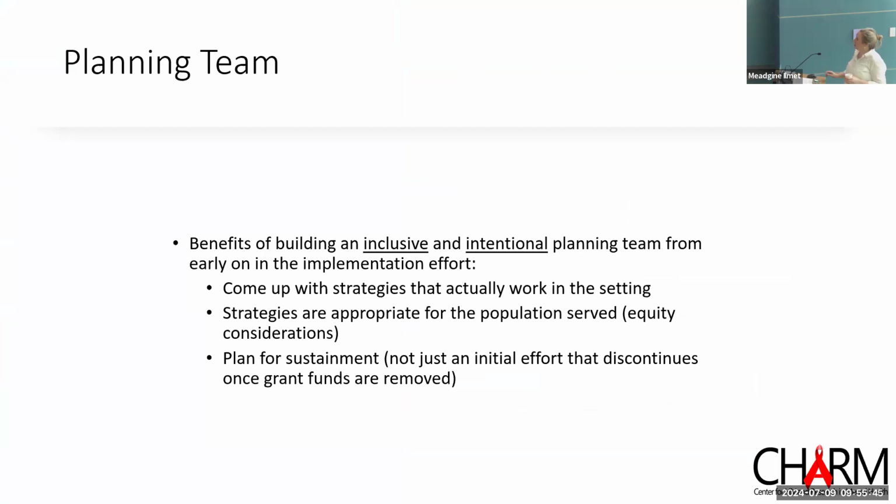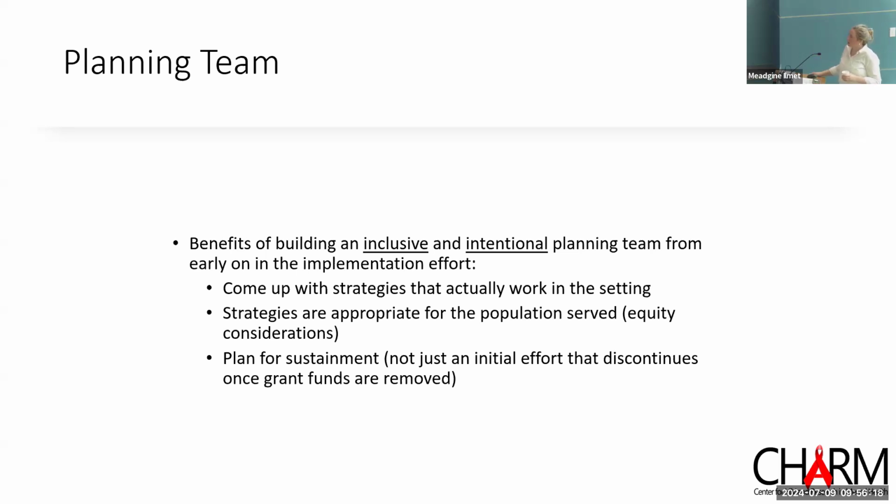Okay, and so the benefits of building an inclusive and intentional planning team from early on. You really don't want to be doing this at the later end of things, and that's why it's in step 1. Ultimately, if you have this kind of team, you're going to come up with strategies that actually could work in the actual setting, right? Like I do not know, I don't work in a clinical setting right now. So I really couldn't know what are the day-to-day challenges that folks are dealing with when they're trying to roll out a program. I have ideas, but I'm probably wrong.